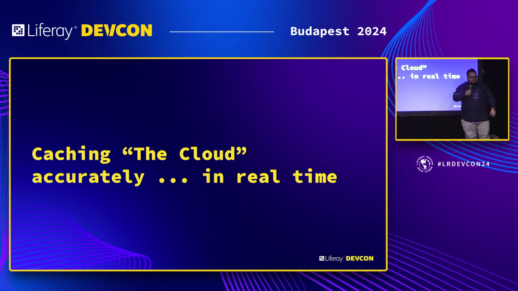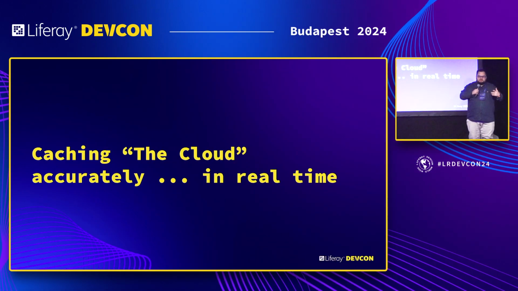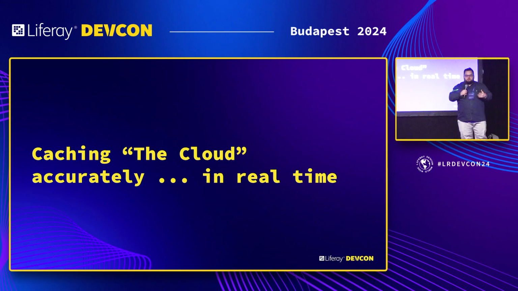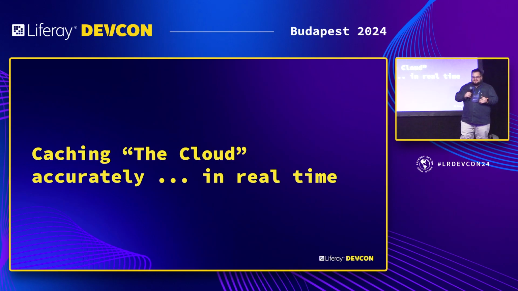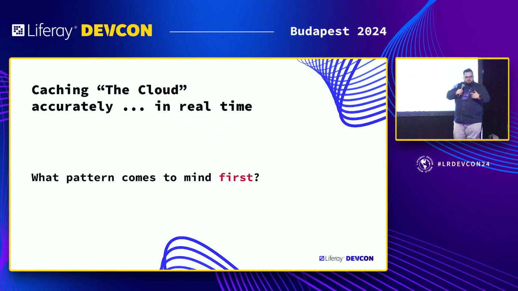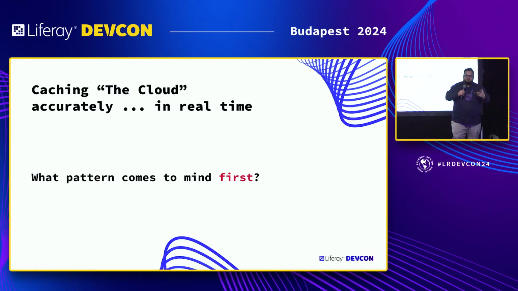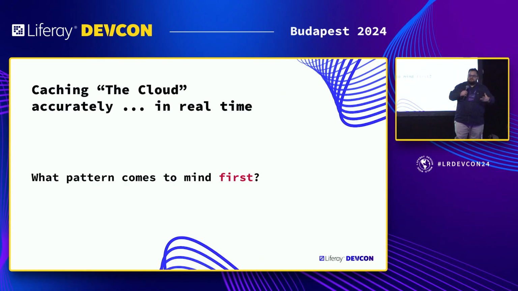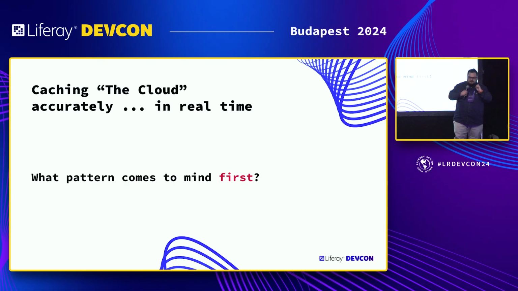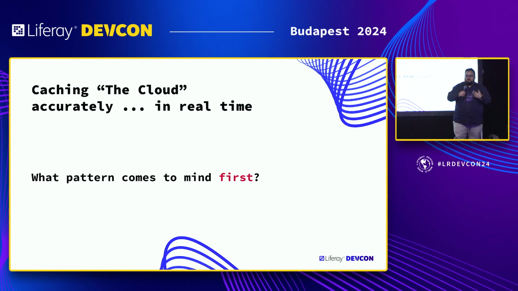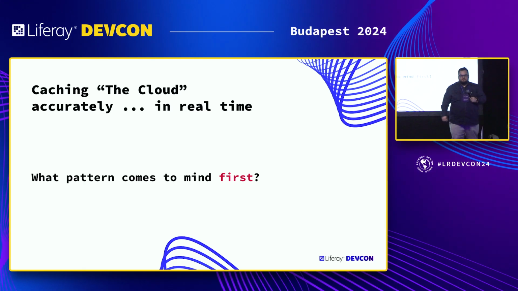Cool. We have to cache the cloud in real time. So before we go deep into the solution that we chose for this, I want to understand from you guys again, how do you think we need to implement this pattern? So we have a problem to solve. We must make sure that the cache is in sync. What patterns come to your mind first when you think about this problem? How could we solve this? Feel free to speak up.